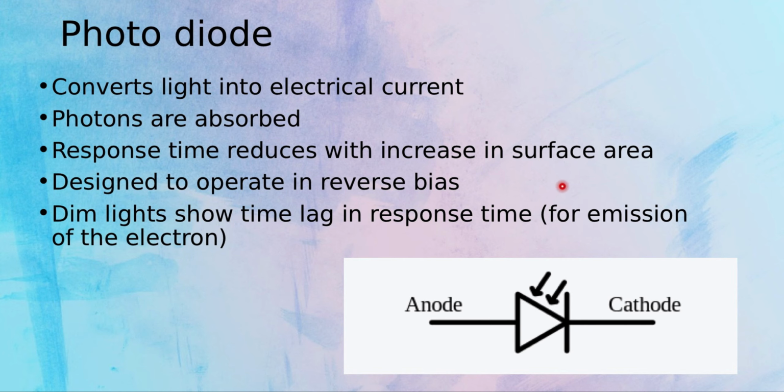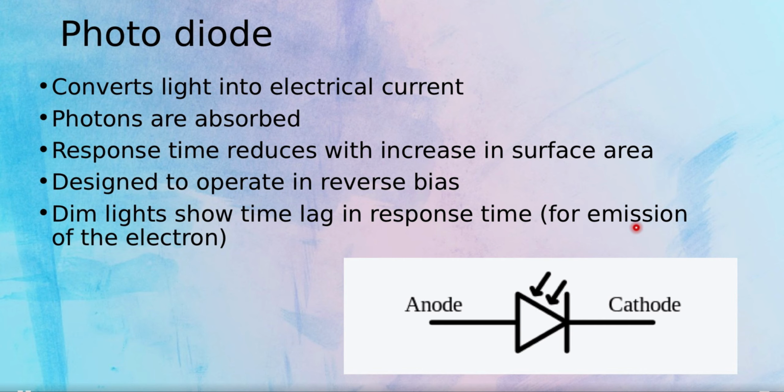Now the photons are being absorbed. And one factor is that the more the surface area, the more the light that's being absorbed, and the response time is very small when the surface area is more. This photodiode is designed especially to operate in a reverse bias.